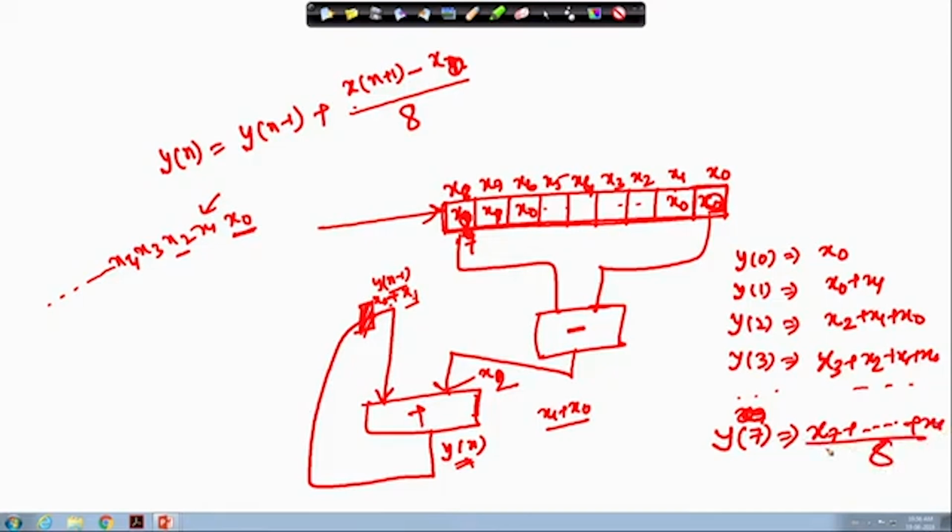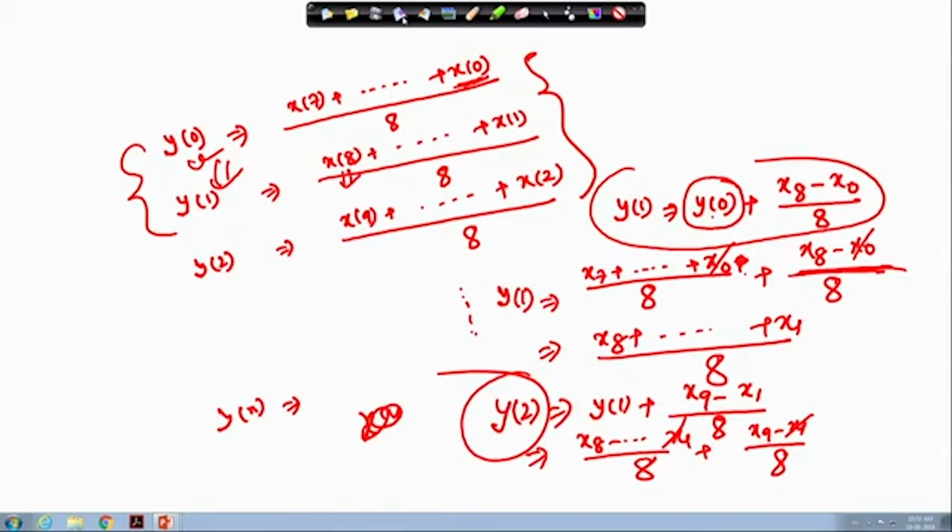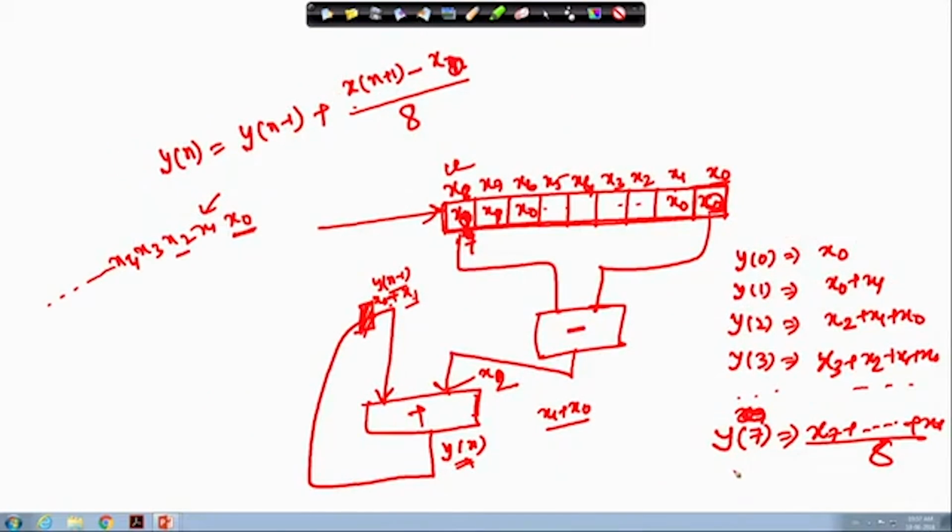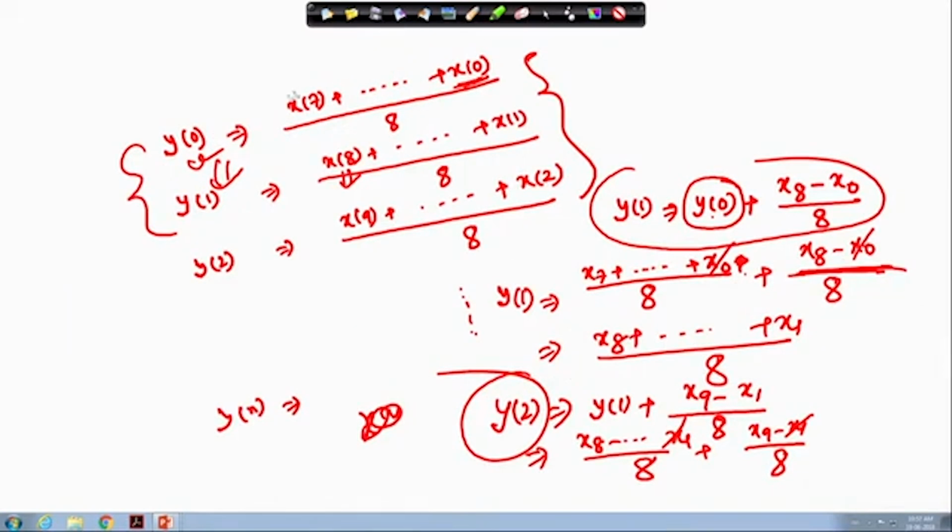In the next step, this will be filled with x 8 and this will be filled with x 0. Now, in the previous case what we considered was x 8 minus x 0 along with y 0 at that time. So, it is not y 0. At that time, y 0 is nothing but this particular operation. So, in this case, y 0 we are considering this.